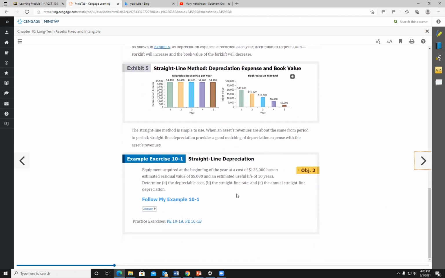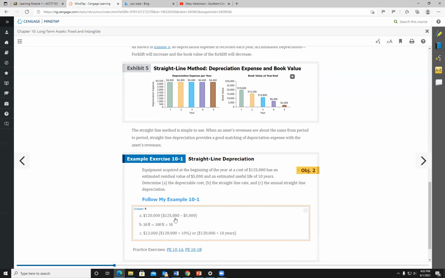So let's look at exercise example 1. Equipment acquired at the beginning of the year at a cost of $125,000 has an estimated residual value of $5,000 and an estimated useful life of 10 years. Determine the depreciable cost, the straight line rate, and the annual straight line depreciation.